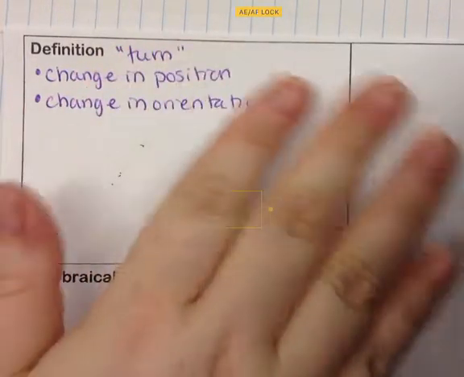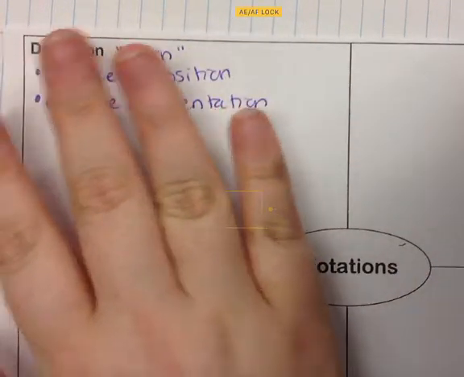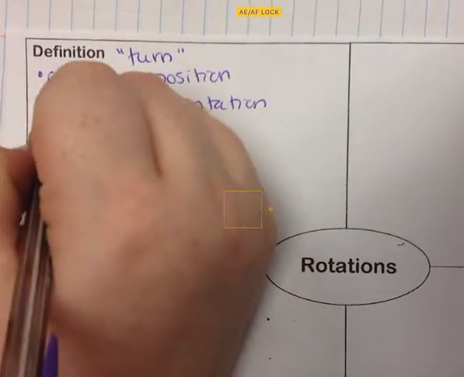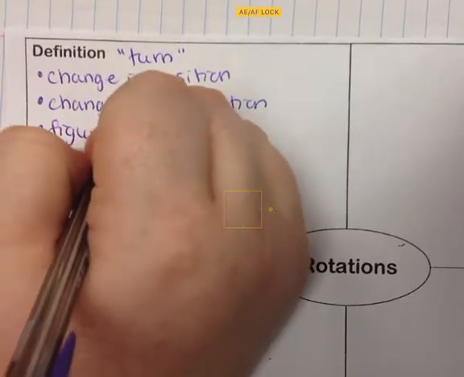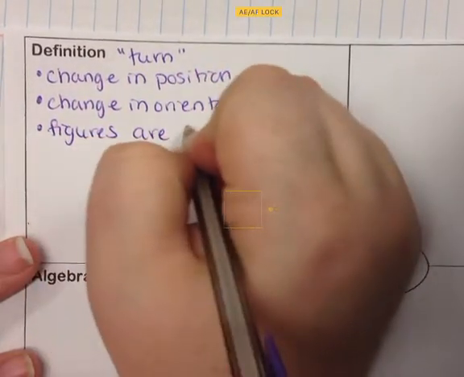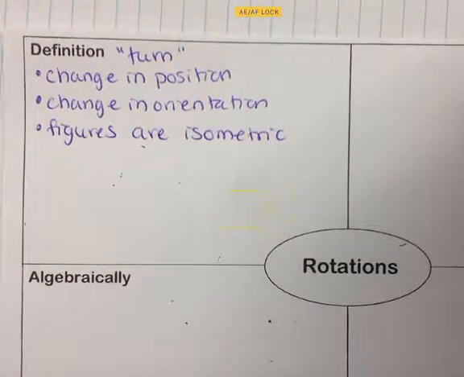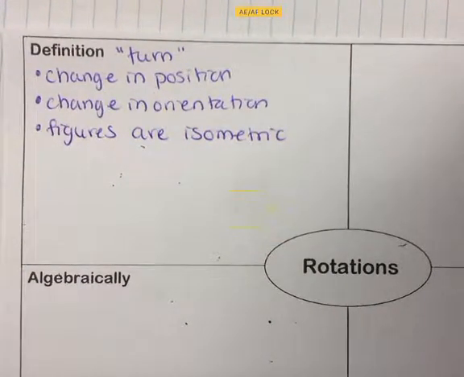As you turn something, it will stay the same size and the same shape, so the figures, again, are isometric. That means that they are congruent. The pre-image and image are congruent. Now, a couple of things about rotation.